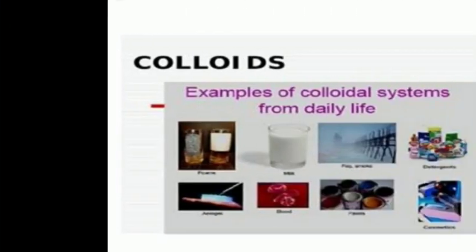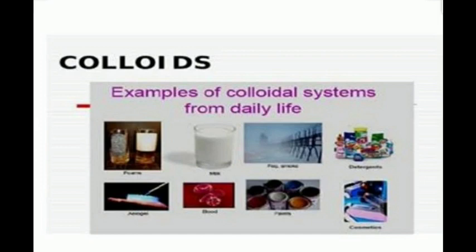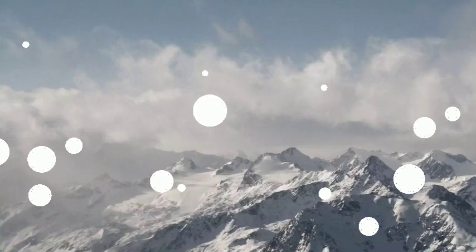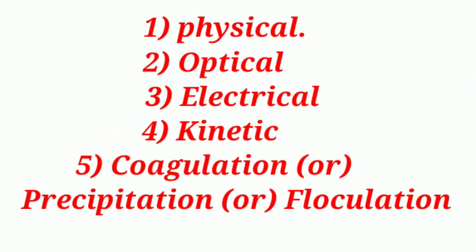Now we'll see them one by one. Colloidal solutions can exhibit two types of properties: physical properties and some special properties. Now we'll see what the properties are. The first one, physical properties. The special properties are optical property, electrical property, kinetic property, and coagulation or precipitation or flocculation. Here, the physical properties include shape, size, structure, solubility, filtrability, and some colligative properties.